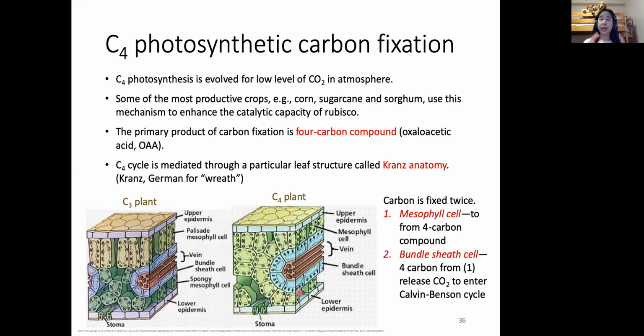So the first carbon fixation process happens in the mesophyll cells, where you start with a 3-carbon compound and carbon dioxide, and then you get oxaloacetic acid as the product. Then oxaloacetic acid moves to the bundle sheath cells and releases carbon dioxide for Rubisco to fix the carbon for the second time.